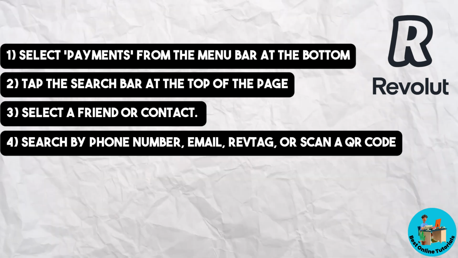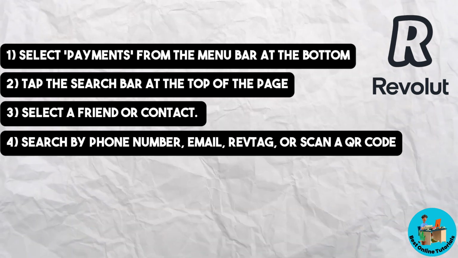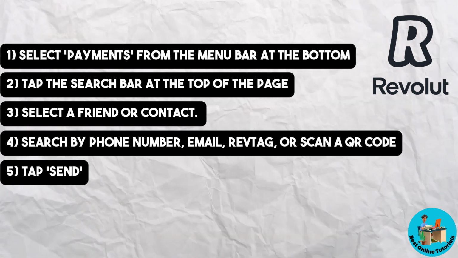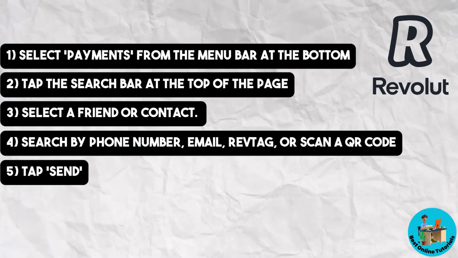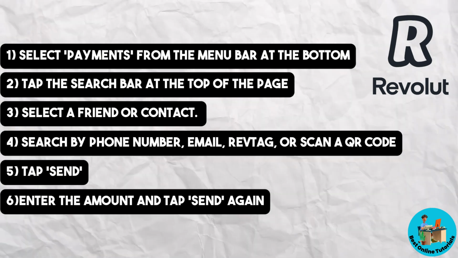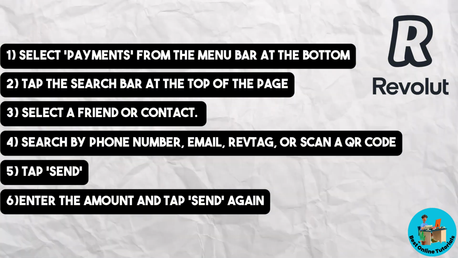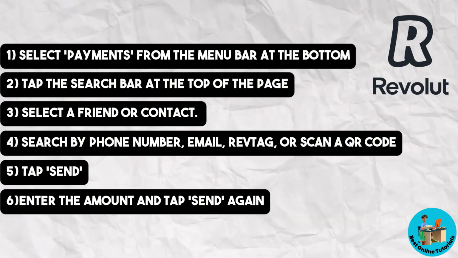Once you have selected your friend or a contact, just simply tap on send, and from there just simply provide the amount that you want to send, and after that just simply tap on send again, and from there you should be able to send it to your friend. And that's simply about it.